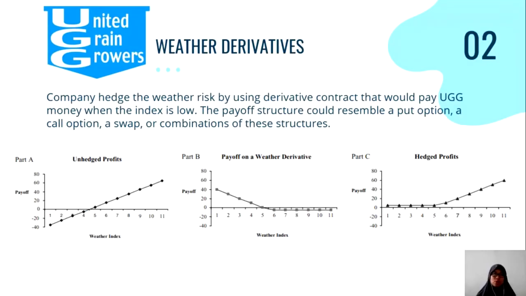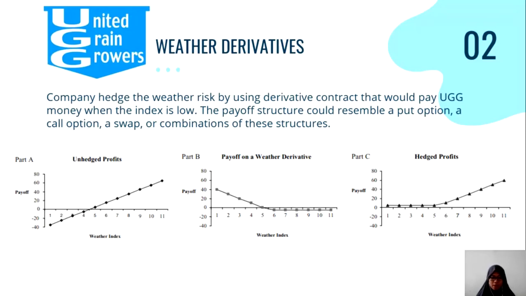Solution number 2 is weather derivatives. The company hedges the weather risk by using a derivative contract that will pay UGG money when the index is low. The payoff structure could resemble a put option, a call option, a swap, or combinations of these structures. Let's see the illustrations below.